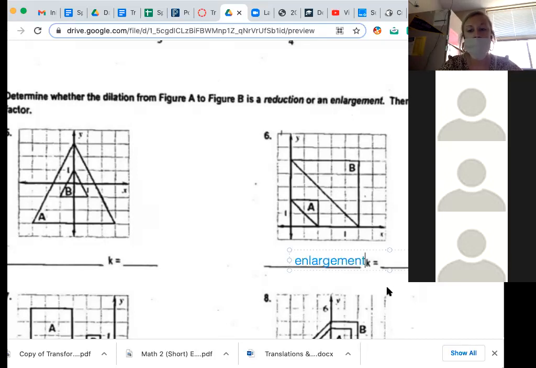Enlargement. Okay. So now what I want y'all to look at, it says determine the scale factor. So everybody look. This A point right here, does everybody agree was at 0, 2?